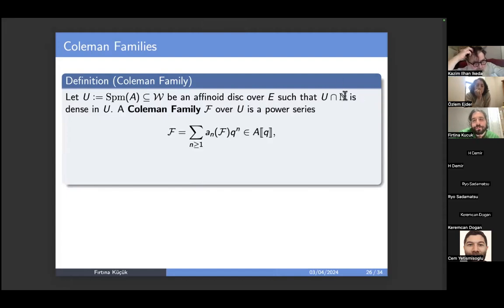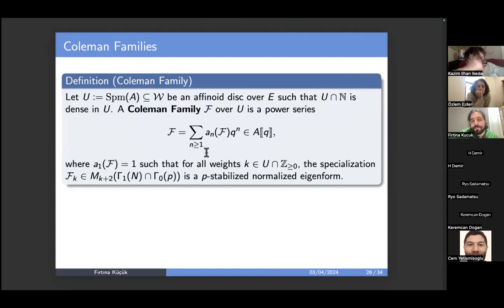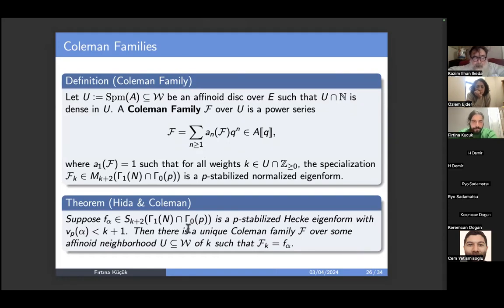Such that the natural numbers are dense in U. And a Coleman family is a power series where the coefficients are in this algebra. So they are functions on U, the smaller neighborhood, such that when we evaluate them, we get p-stabilized normalized eigenforms. And in this case, if we have a p-stabilized Hecke eigenform with the p-adic valuation of alpha less than k plus one, this value is called the slope. If the slope is smaller than k plus one, then there exists a unique Coleman family over some affinoid neighborhood U of k, such that when we evaluate this at k, we get f alpha, our original eigenform.